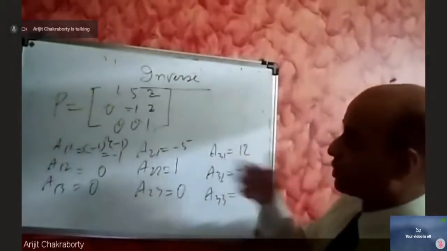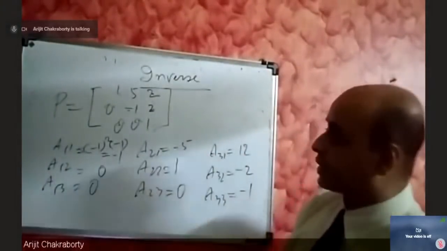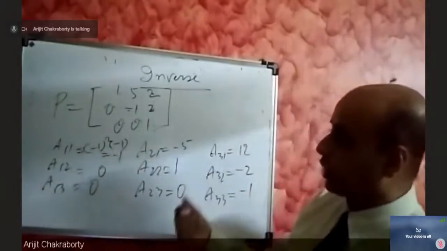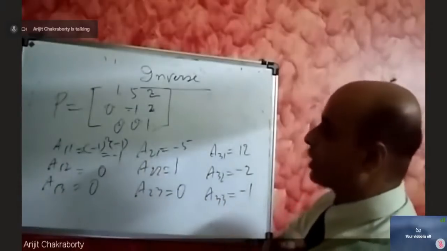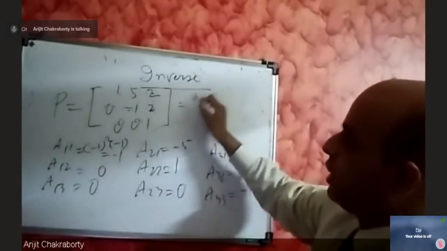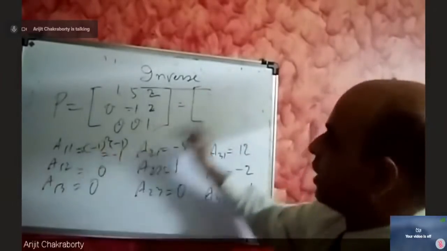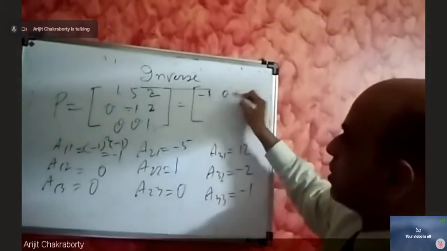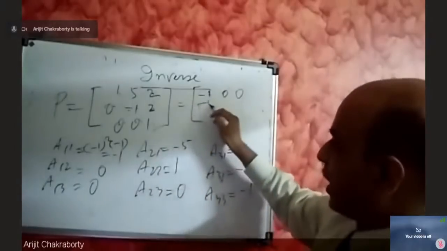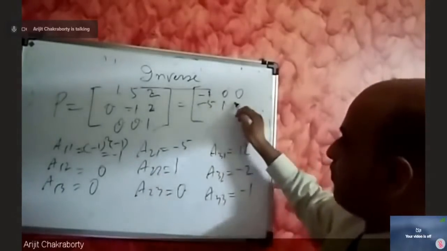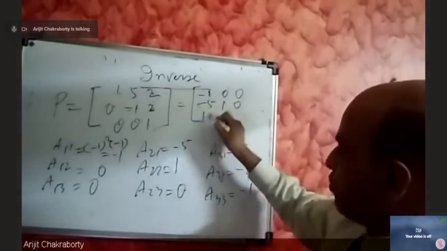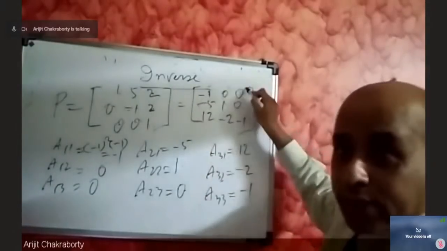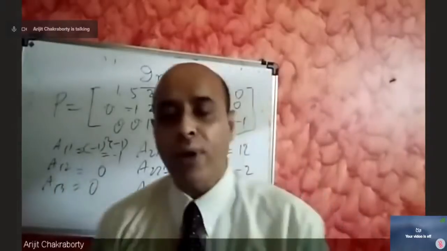So, if you see, this is what we get as the adjoint. So the cofactor matrix, if you just find out, is A11, you get minus 1, 0, 0, minus 1, 0, 0, minus 5, 1 and 0, 12, minus 2 and minus 1. This is the cofactor matrix.